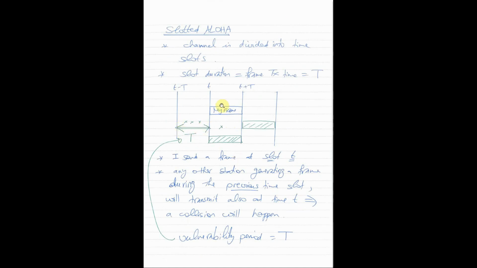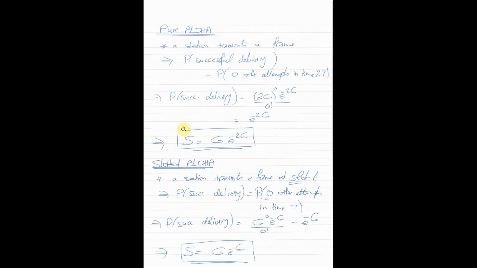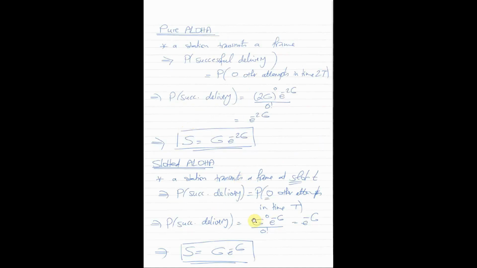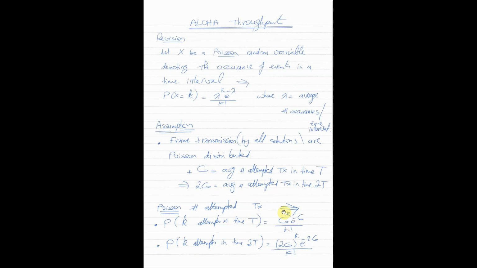If this is my frame, when is my frame successful? If during that time, nobody else attempts to transmit. So again, going back to the expression, the probability that my frame is successful is equal to the probability that we have 0 other attempted frames during time t. How can we express the probability of having 0 attempts in time t? By using the Poisson formula, but the first one here, because I'm talking about time t, so G to the power of 0, because we're just having k equal to 0.